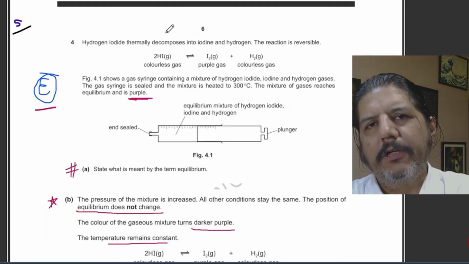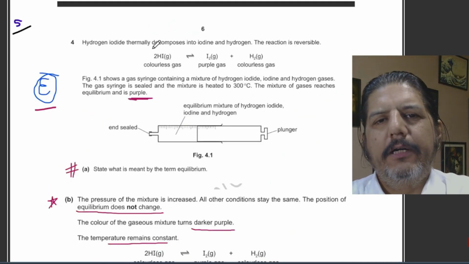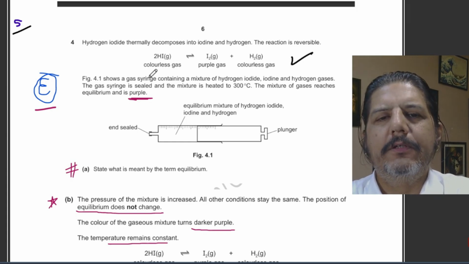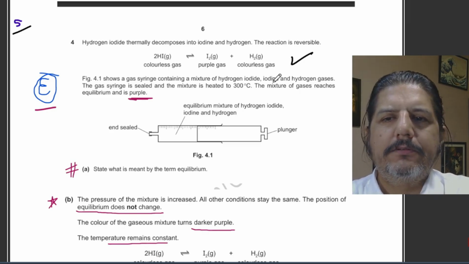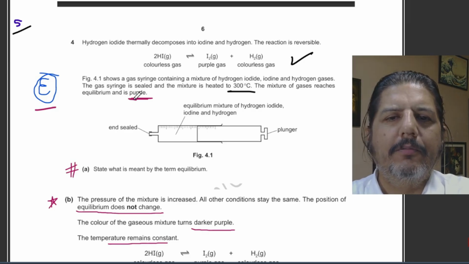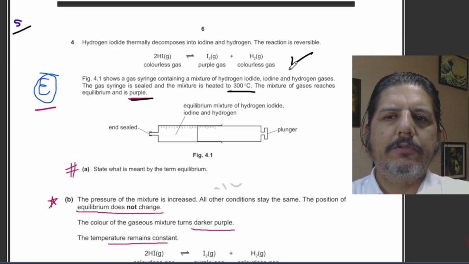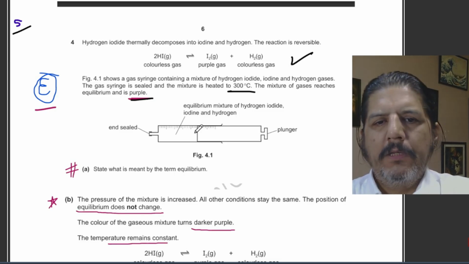So now let's move to the next question. Hydrogen iodide thermally decomposes into iodine and hydrogen. This is a reversible reaction which is given. A sealed gas syringe containing hydrogen iodide is heated to 10 degrees Celsius. The mixture of gases reaches equilibrium and is purple. So when this equilibrium is reached, the mixture of gases turns purple.